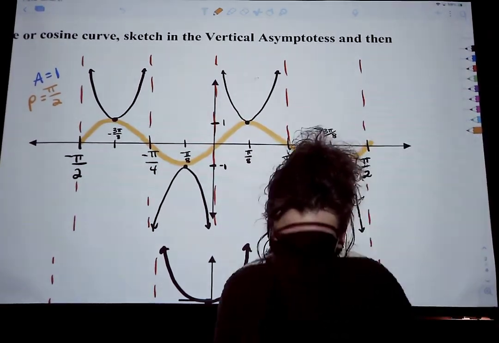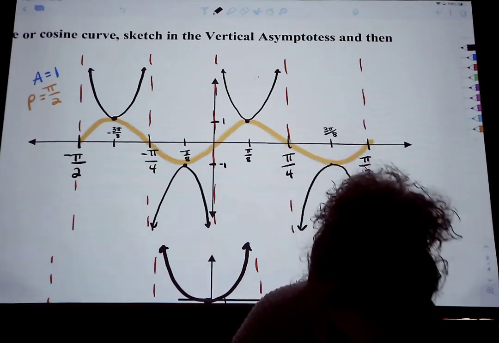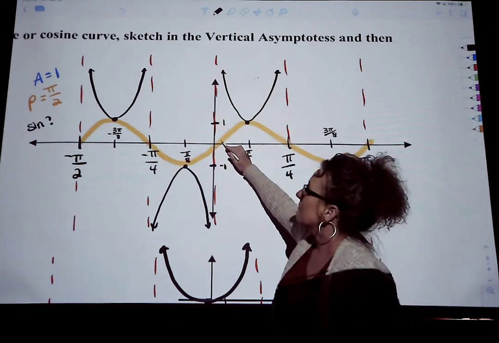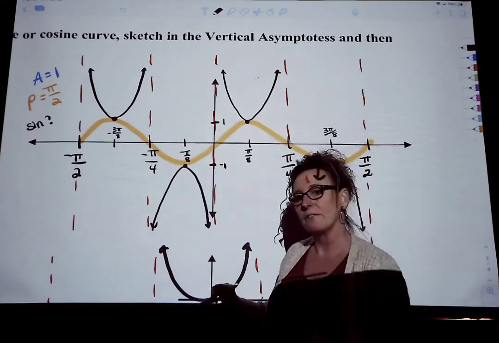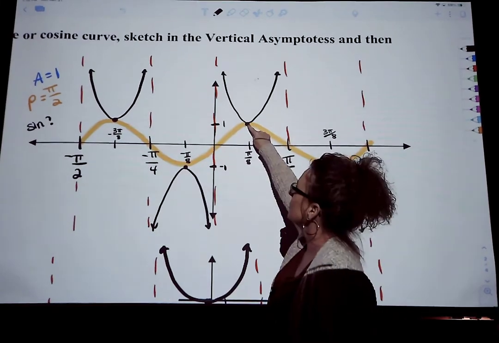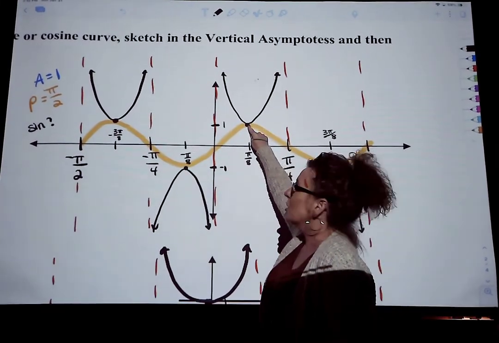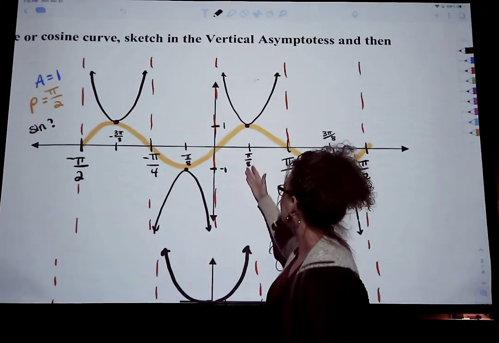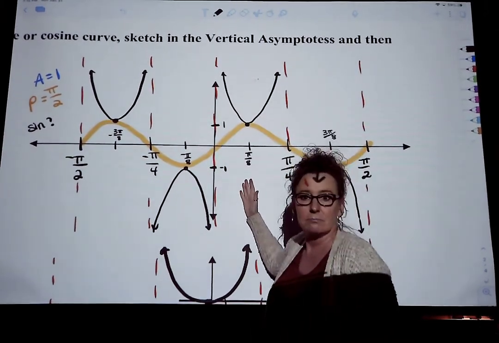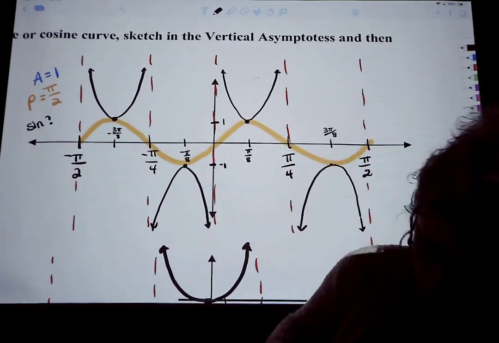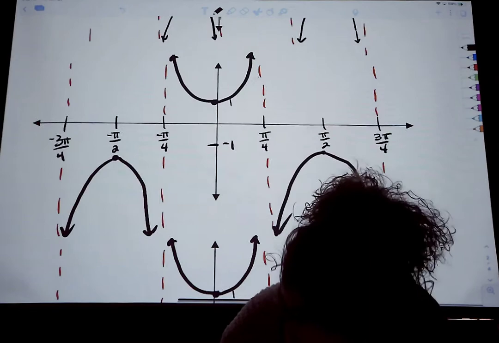And it looks kind of like a sine graph with no shifts. So maybe the orange graph looks like a sine with no shifts. Does it have to be a sine? No. It could be a cosine that starts here. Maybe it was a cosine that had been shifted right pi over 8. Maybe. Maybe. So that's why I put a sine question mark. All right, moving on. Next one.